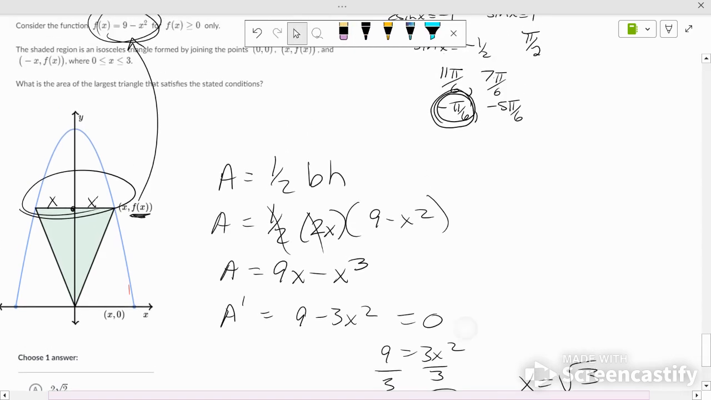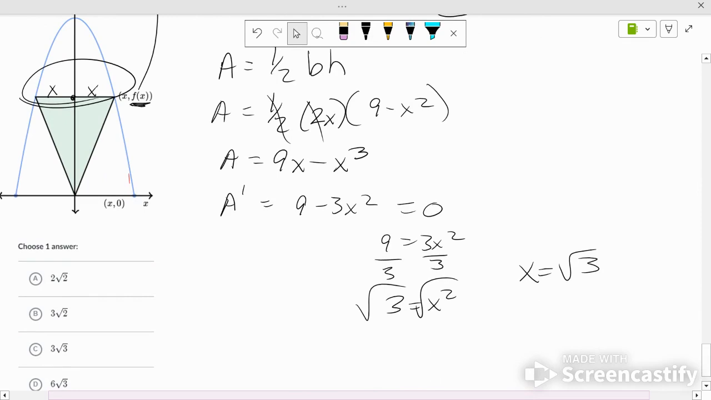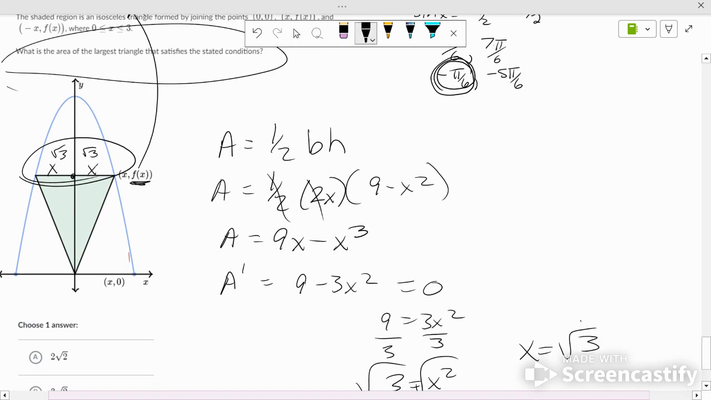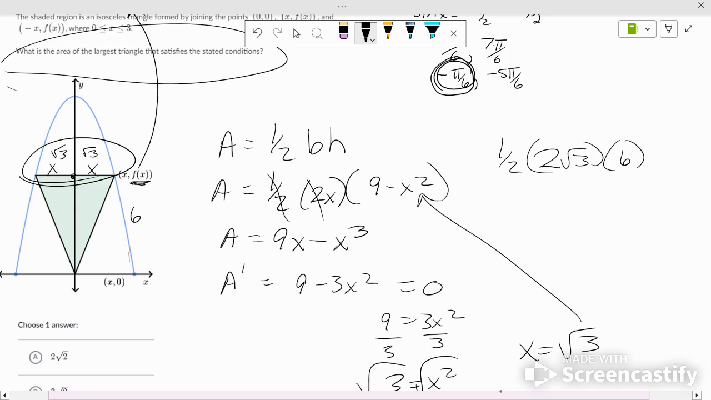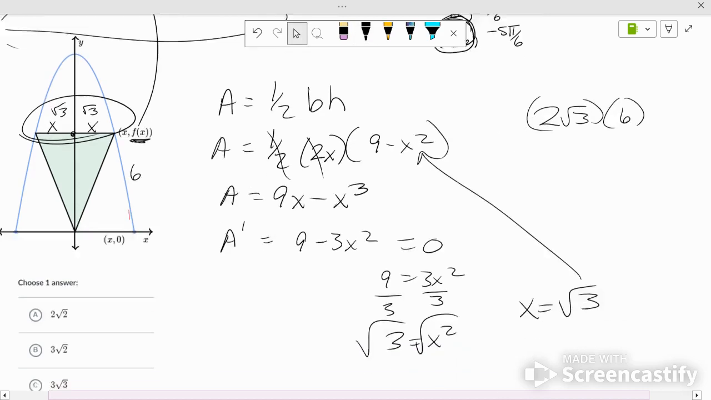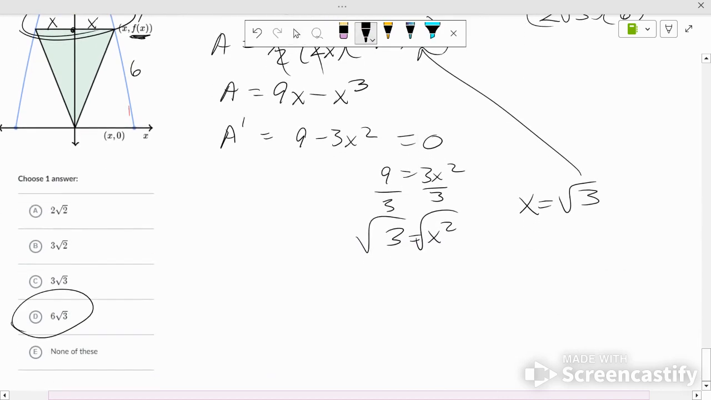Okay? So what is the area of this triangle? The square root of 3 is this. We plug the square root of 3 into here. 9 minus the square root of 3 squared, or 9 minus 3, is 6. So it's 2 square root of 3 times 1/2 times 6. Well, these cancel. So it's 6 square root of 3.